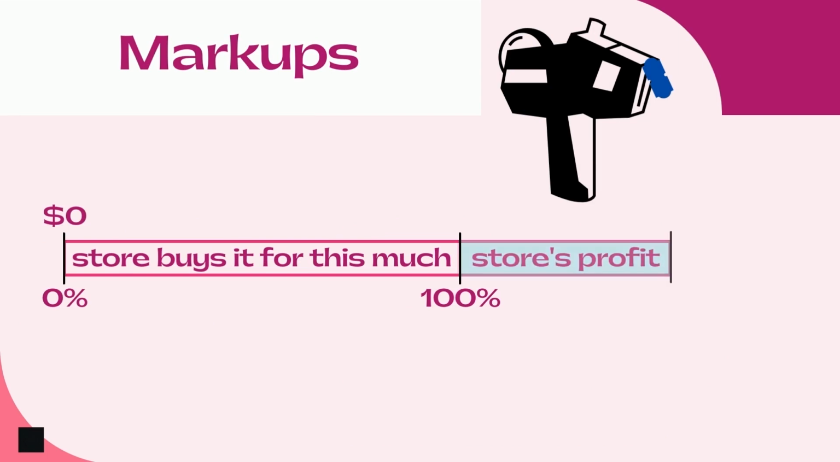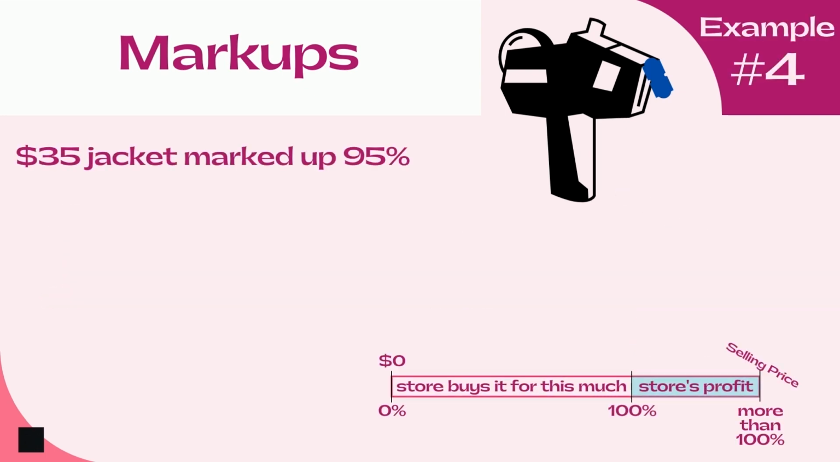The next topic in this video is markups. Markup is the term for the amount of money a store increases the price of an item so that they can make a profit. The stores have to make a profit, otherwise they would go out of business and we wouldn't have stores to buy things from. The selling price the store puts on that item is going to be more than 100% of how much they bought it for. Example number 4, a $35 jacket is marked up 95%.